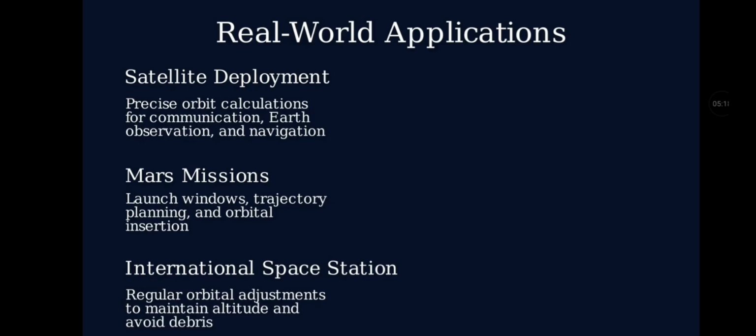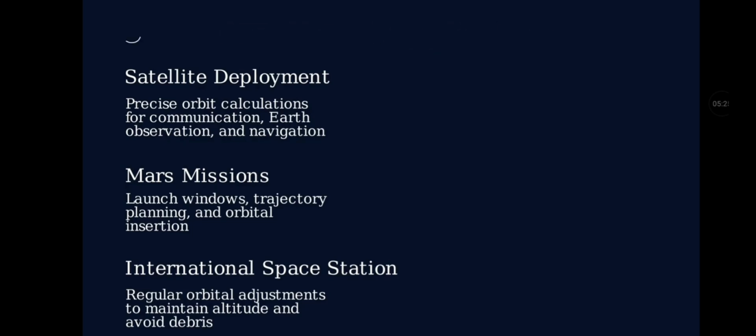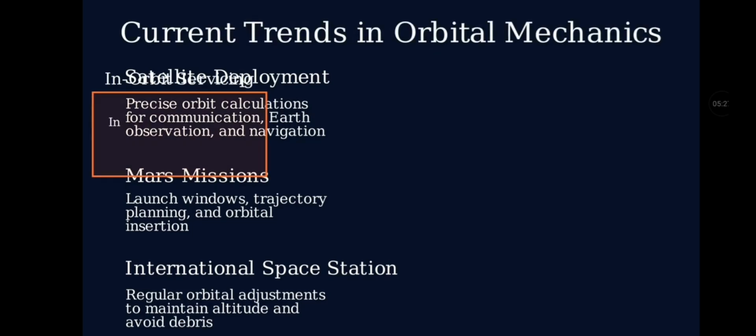The International Space Station orbits at approximately 400 kilometers above Earth. It requires regular adjustments to maintain its altitude and avoid atmospheric drag that would otherwise cause its orbit to decay.